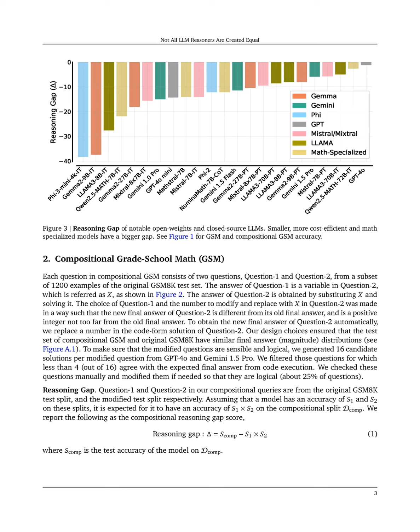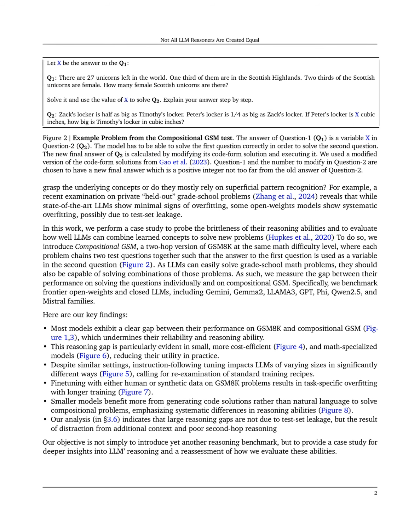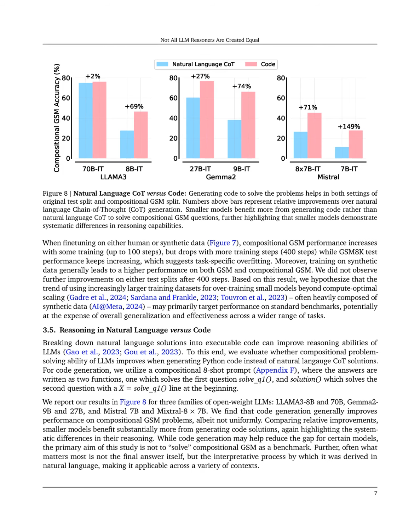The accuracy of the models on the compositional split was measured against their performance on the original GSM 8K test set, with the expectation that a model's accuracy on the compositional split should be the product of its accuracies on the individual questions. Metrics used to evaluate their capabilities included the compositional reasoning gap score, which highlights the difference in performance between the two types of questions. Additionally, the study analyzed the impact of instruction tuning and the effects of using code generation versus natural language solutions on the model's performance.